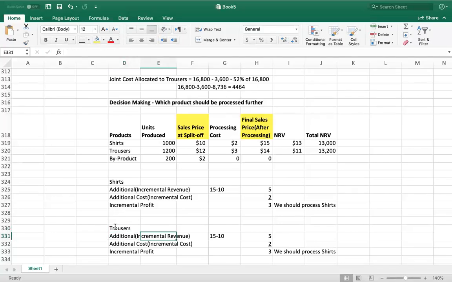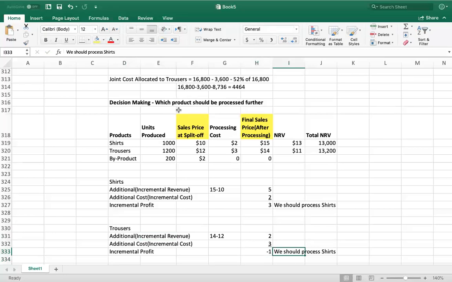So additional, how much do we have? 14. Okay, 14 minus 12 gives you 2. But additional cost is how much? 3. So 2 minus 3 gives you minus 1.